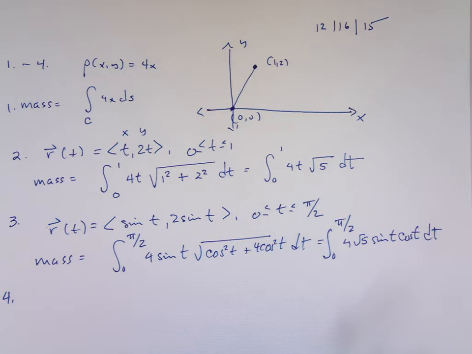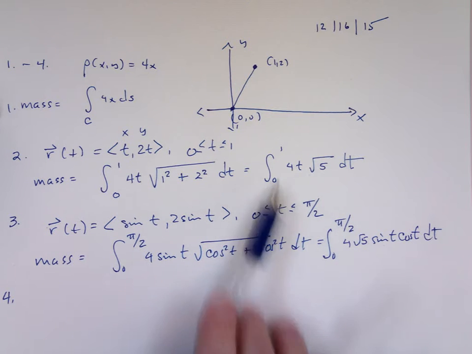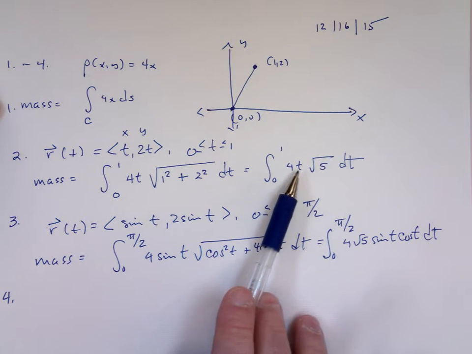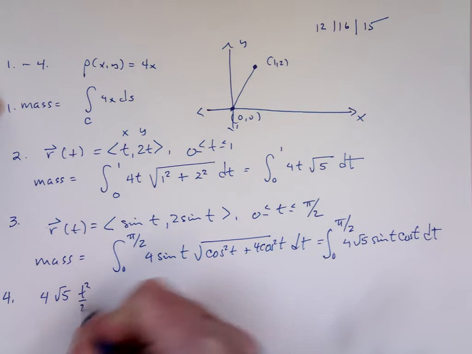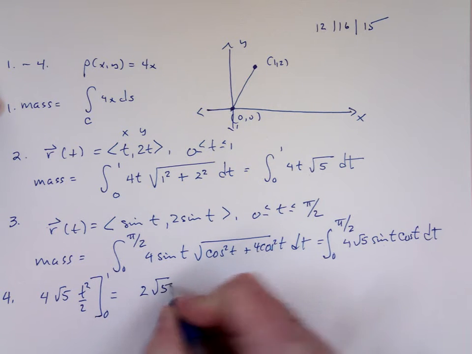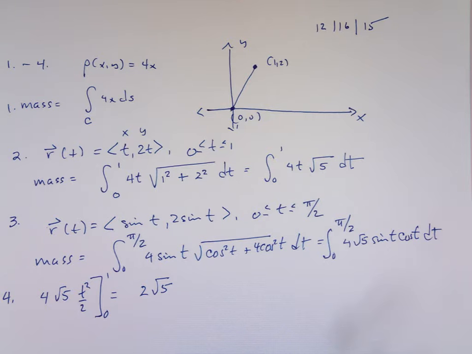Take your pick. The line integrals are independent of parameterization. In any parameterization, as long as you start at the start point, end at the end point, and stay on the path, it doesn't matter, do either this integral or that integral. This probably is a tad easier. When you integrate this, you get 4 square root of 5 t squared over 2 from 0 to 1. That's 1/2 times 4, so it's 2 square roots of 5. Okay? And that's the answer. Any questions on those?